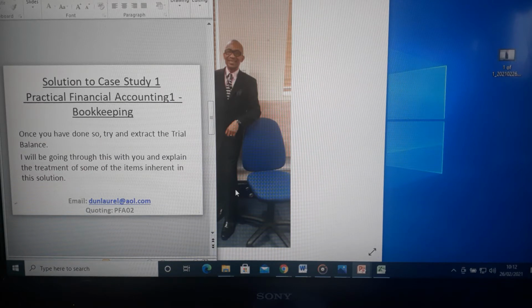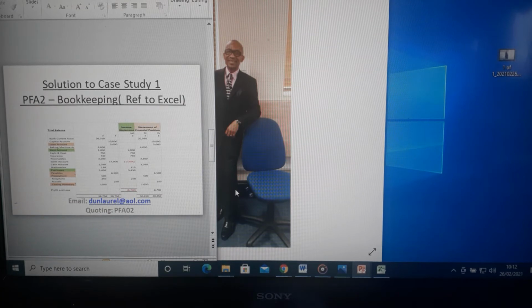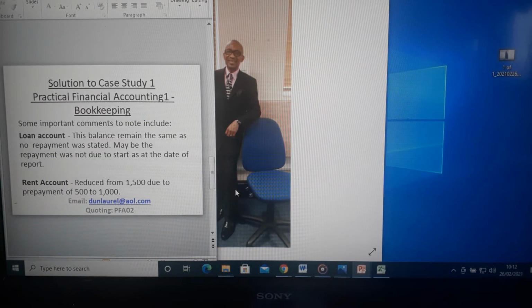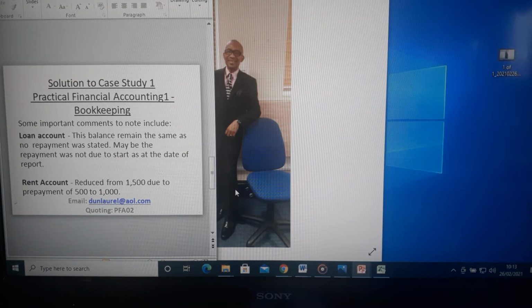Once you have done so, try and extract the trial balance. I will be going through this with you and explain the treatment of some of the items inherent in this solution. This is the completed trial balance. And here are the items I mentioned, commented on in the accounts. You can have a look at it, and then the loan account, the rent account, the purchases, and then the payable account. So, time permitting, I will come back to this again.